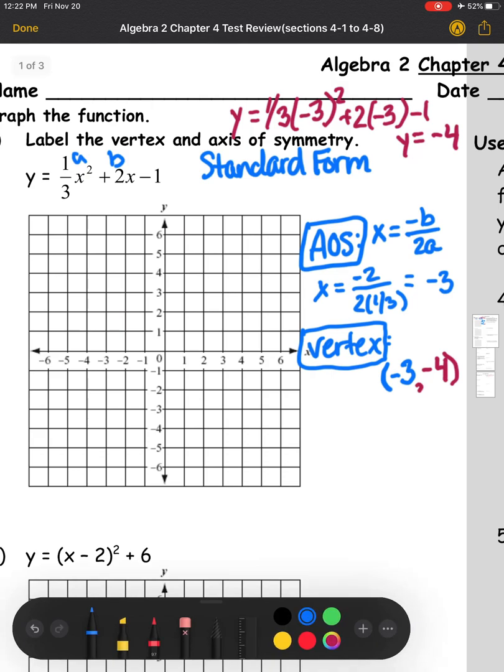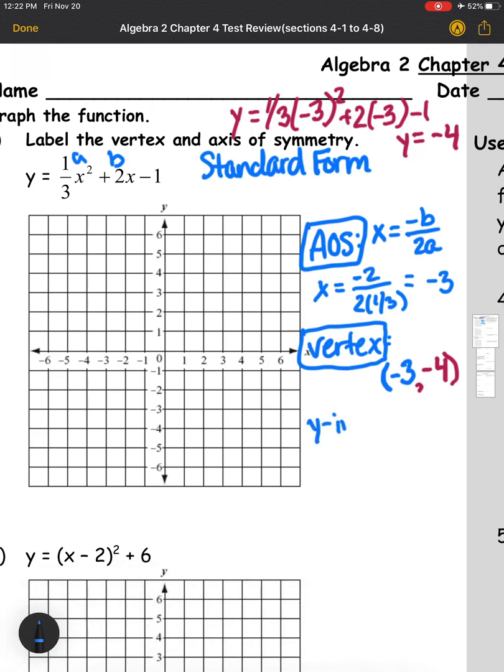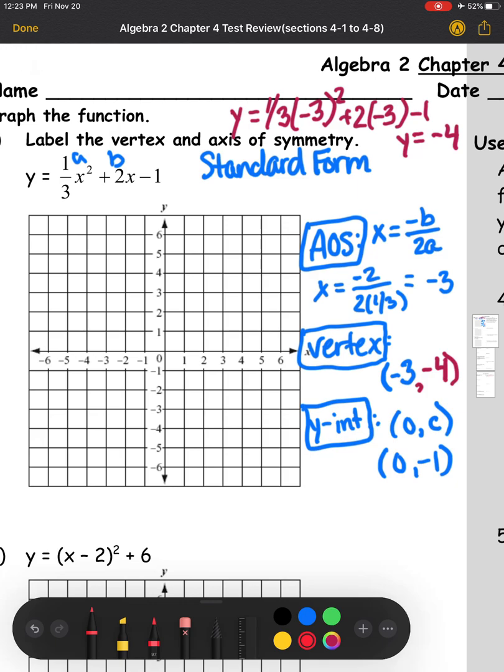And the last thing we need for standard form is the y-intercept. This is our third and final piece. It's always going to look like 0, c, or whatever that constant is tacked on the end of the quadratic equation. It's 0 for the x value because that's where we're crossing the y-axis, which is always an x value of 0. In this case, my constant tacked on the end is negative 1, so 0, negative 1 is my y-intercept. And if we actually go graph this, I can graph my vertex, negative 3, negative 4.